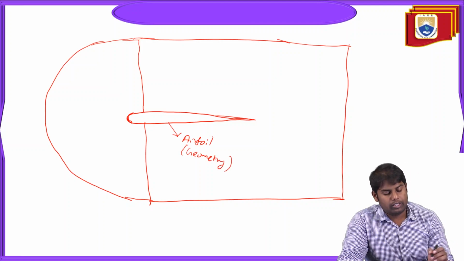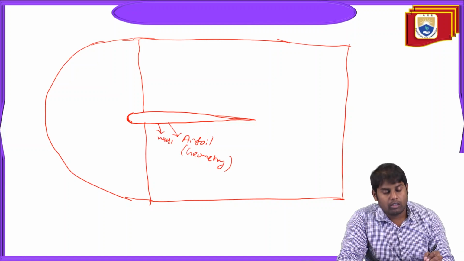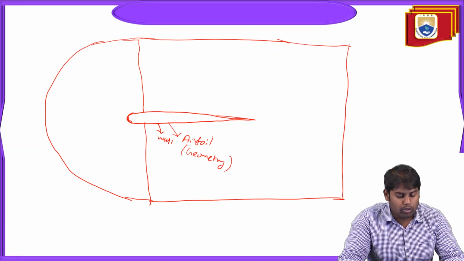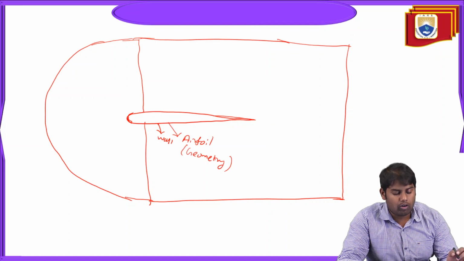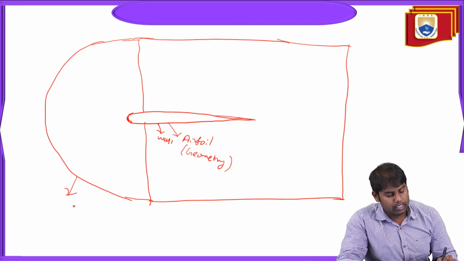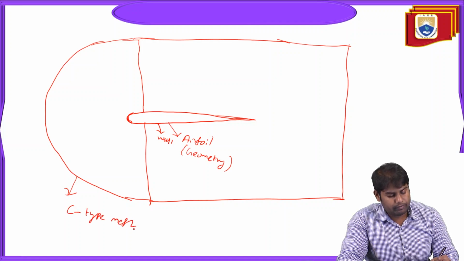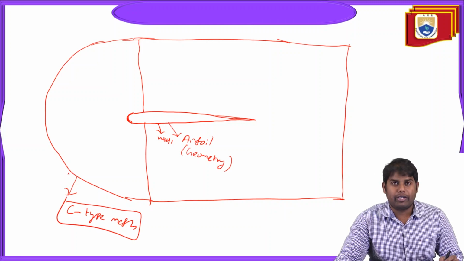This will act as a wall boundary, and whatever the outer part we have drawn over the airfoil is called the domain. Here you can see this is called a C type mesh. Okay, this is called a C type of mesh.